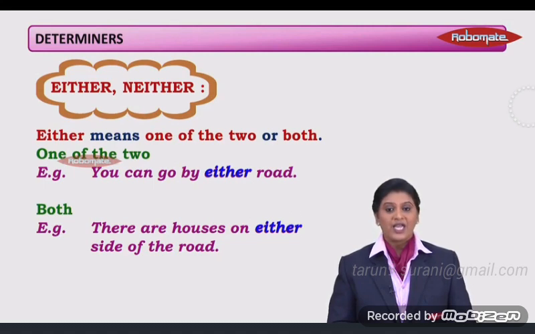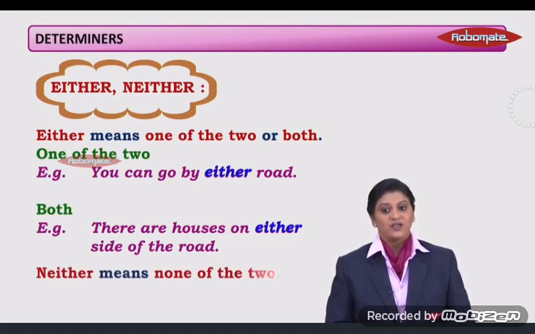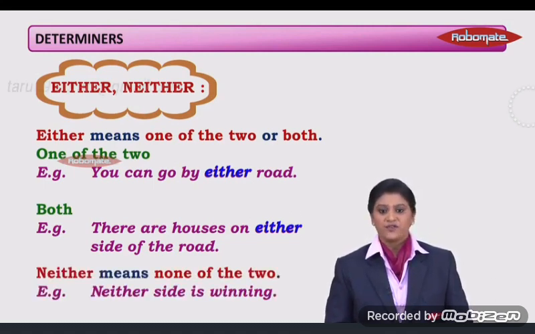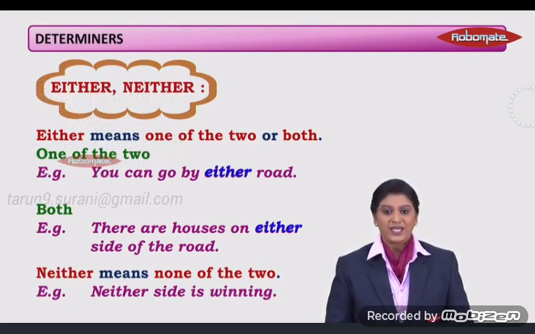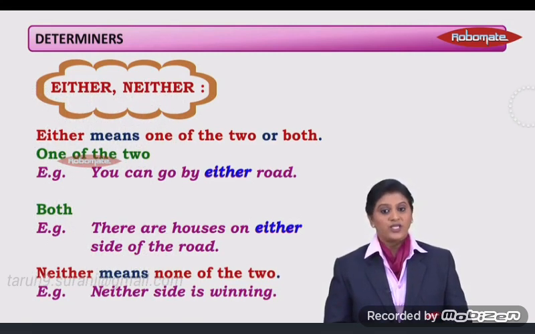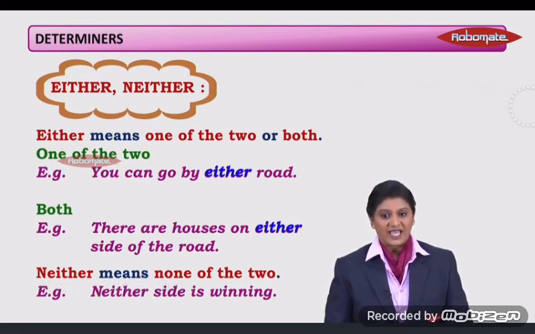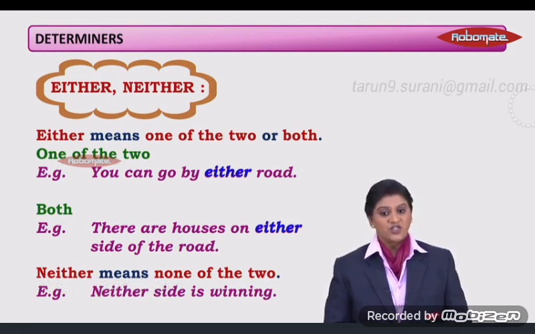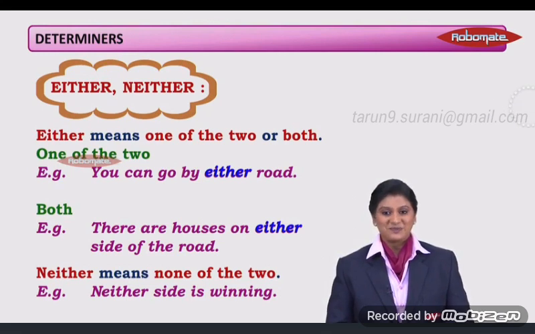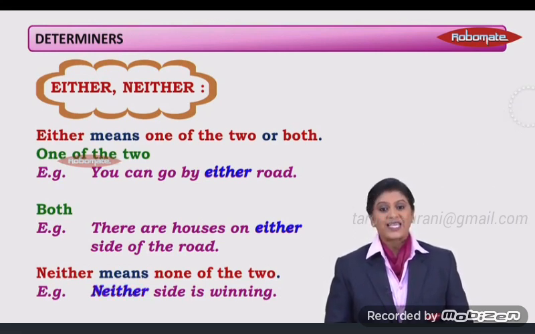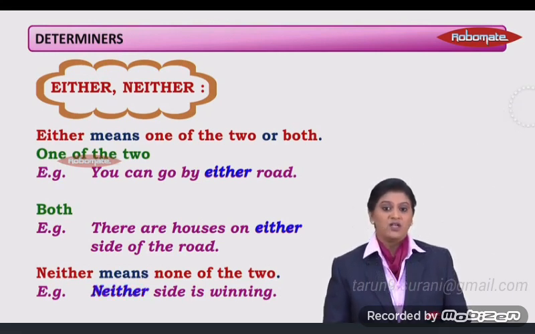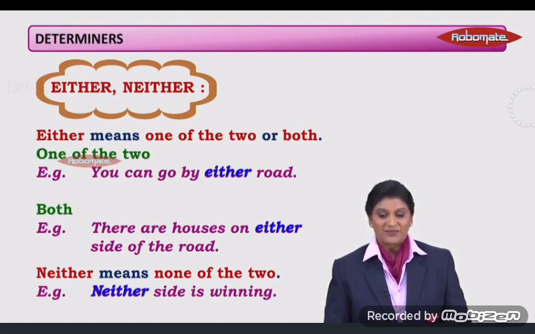Now let us have a look at neither. Neither means none of the two. For example, neither side is winning. Here we need to consider the noun side, and neither, which is the determiner, precedes it. Neither over here can be interpreted as none of the two sides are winning. Okay, that means there are two sides, two teams probably, and none of them are winning.